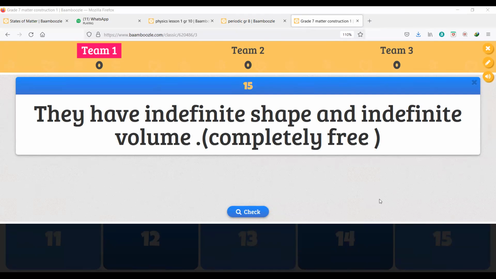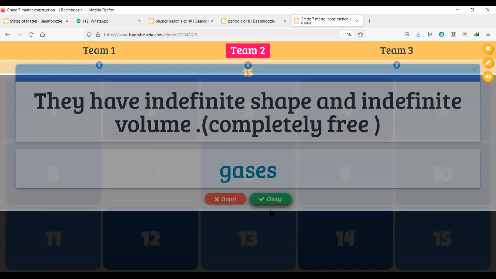Okay, Toqa, what is the answer? Who are they? Gas. Oh, you said gas. I thought you were saying yes. Okay, so gas. Can you tell me why? Because it's completely free and it doesn't have a shape or volume. Why don't they have shape or volume? Speak about the intermolecular force. It has very big intermolecular space between them, and it doesn't have strong forces. Yes, excellent, the intermolecular force is very weak. Very good.